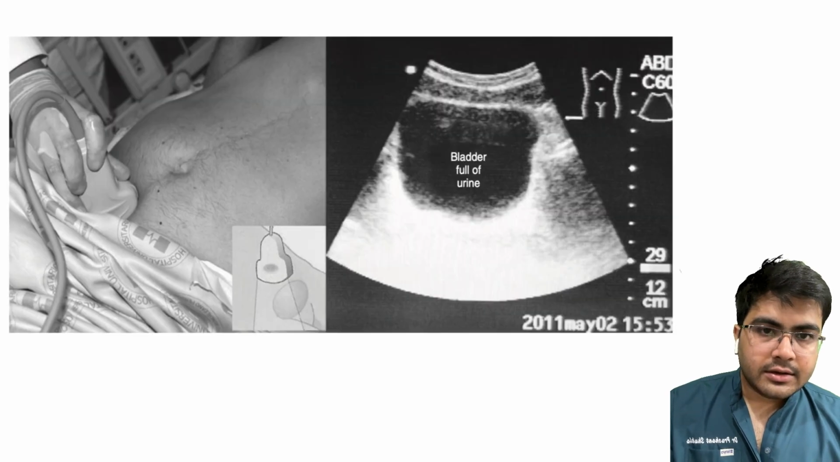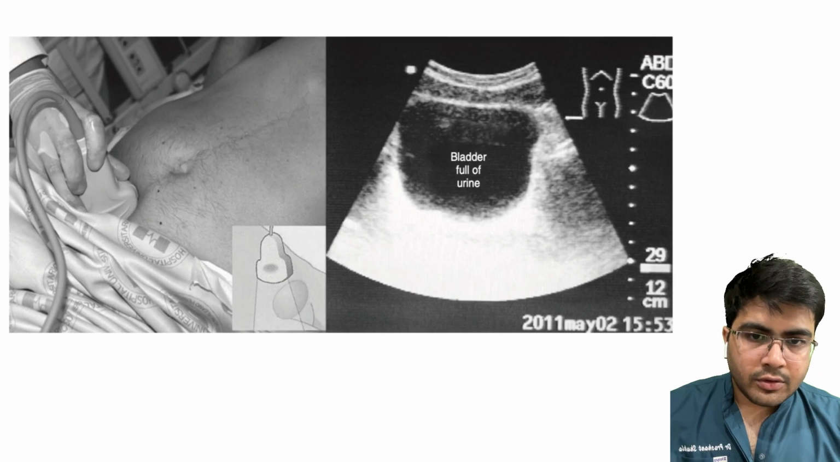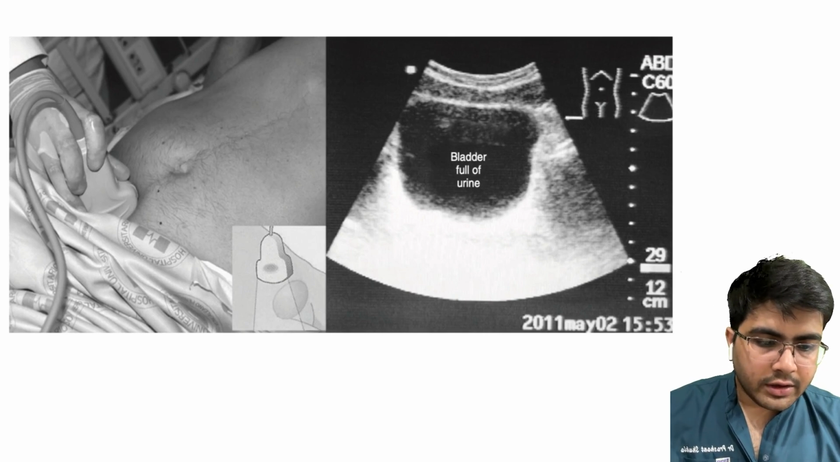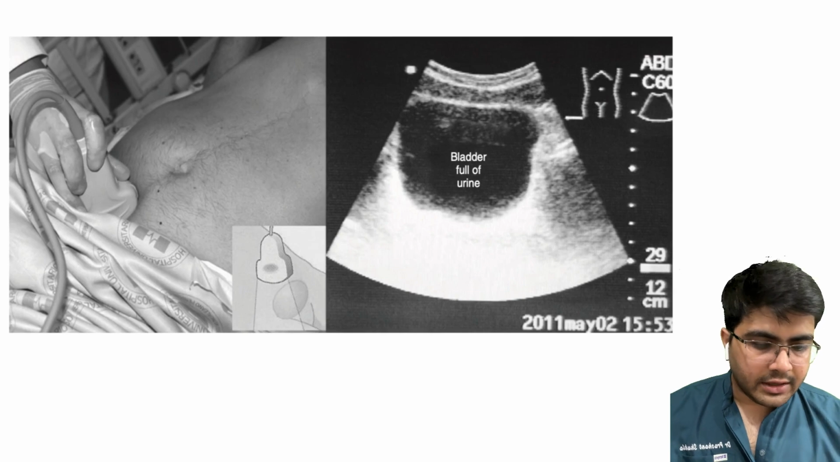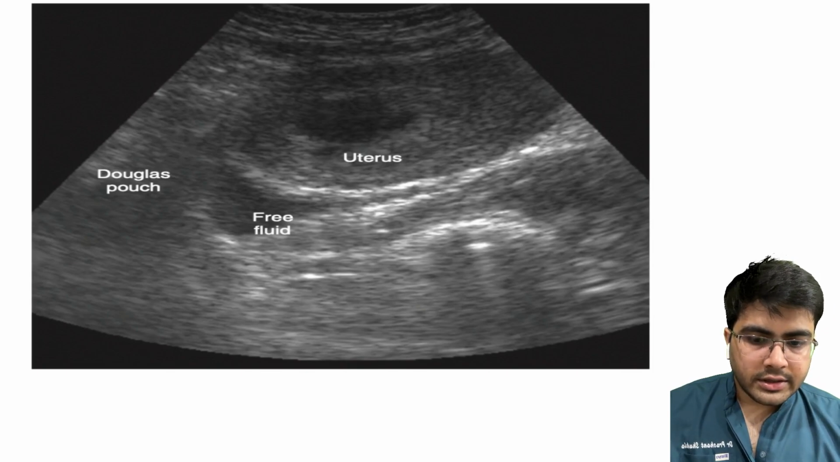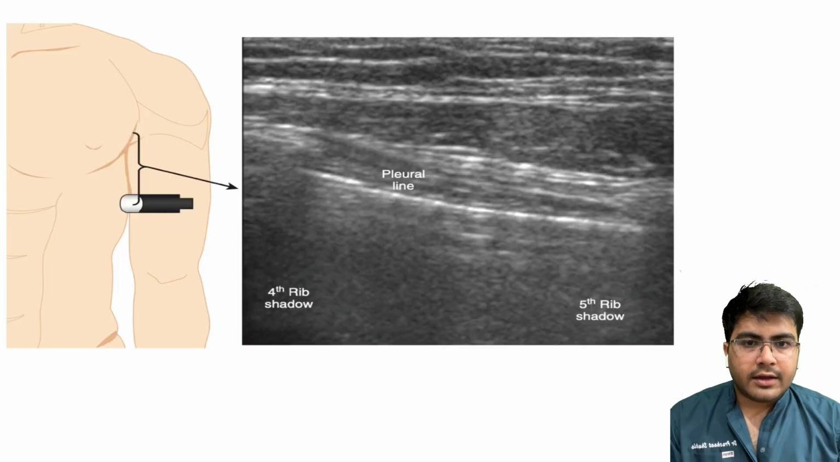So coming to the last, you put the probe 4 centimeter above the pubic symphysis and look for any fluid in the pouch of Douglas. Here you can see there is a free fluid in the pouch of Douglas, and this denotes that there is some hollow viscus or solid organ injury. So now we have moved from the FAST to the E-FAST.